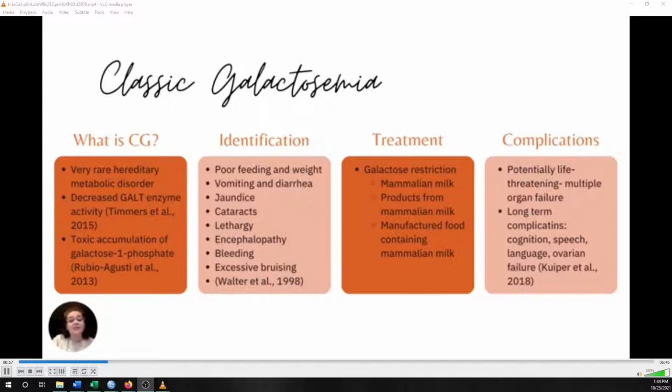The treatment for this disorder, unfortunately, is limited to galactose restriction, basically avoiding all galactose. What contains galactose? Good question. Mammalian milk, all mammalian milk. So products made from mammalian milk or containing mammalian milk is a big no-go for people with classic galactosemia.